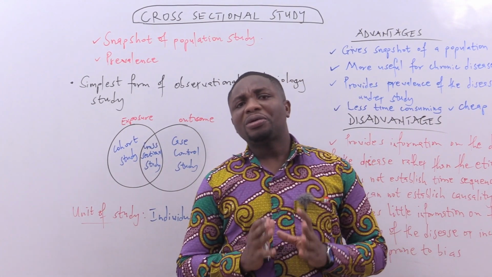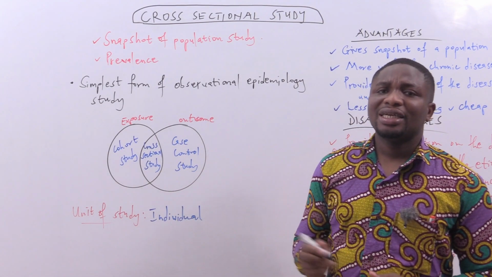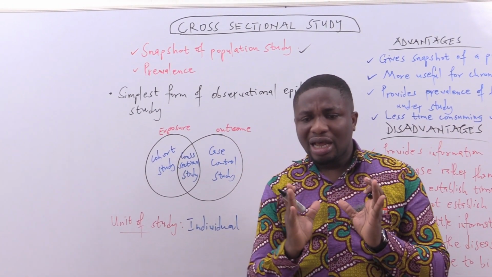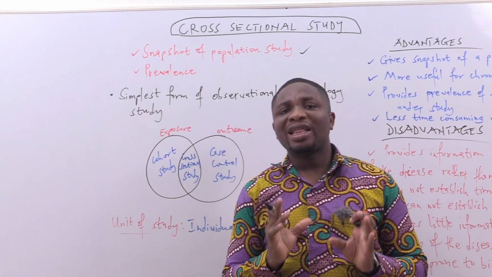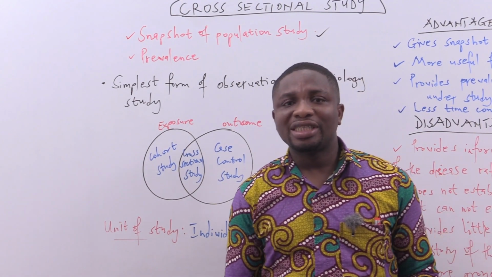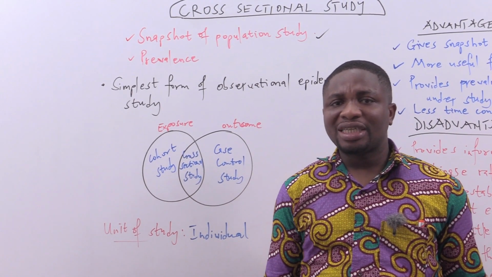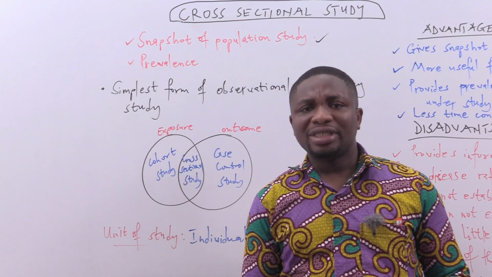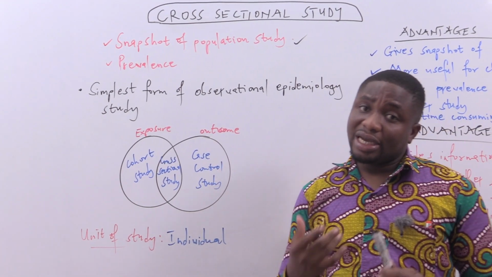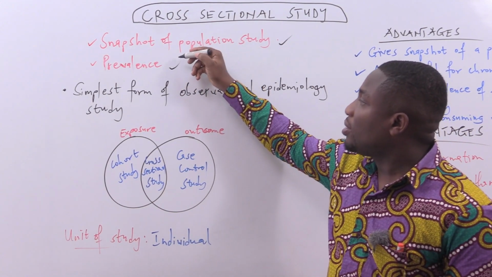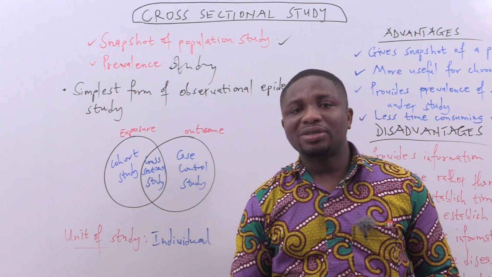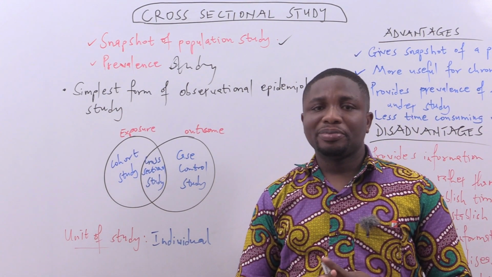All right. The cross-sectional study can also be referred to as a snapshot of the population study, meaning that it is able to take a picture of the population at one point of time. Both exposure and outcome are present at that point in time, and they will be known at that point in time. Because of that, it's referred to as a snapshot of population study. It can also be referred to as the prevalence study because it's able to compute prevalence, specifically the point prevalence, because it's done at one point of time.